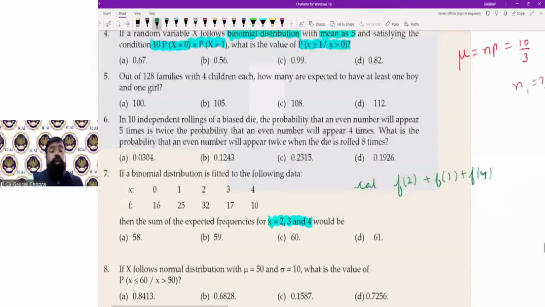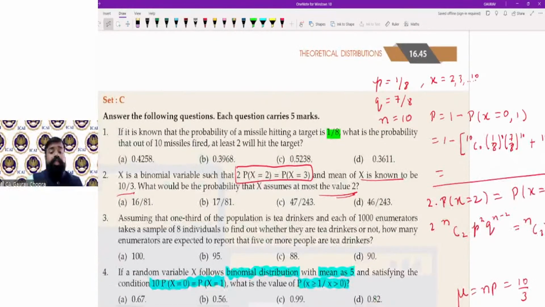So in most of the chapters, set C questions are not of much relevance because they are very lengthy questions. But a few questions in Poisson and normal distribution will be relevant, and we have to do those.